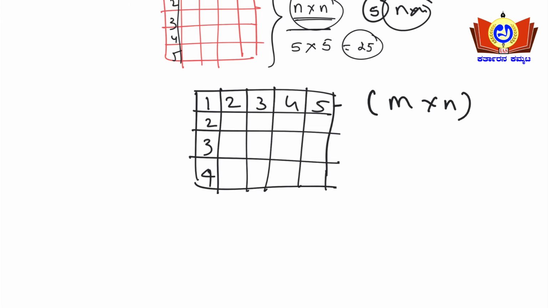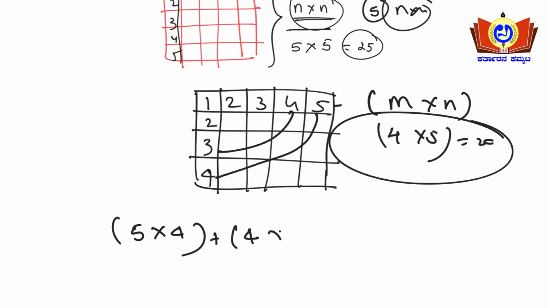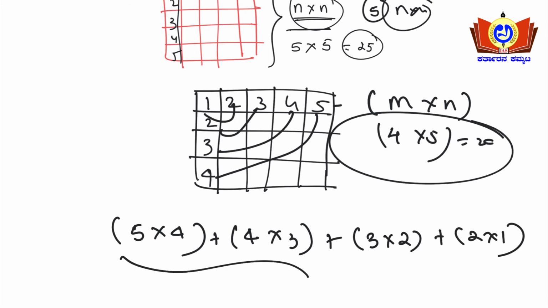If you multiply 4 into 5, that will be 20, and your answer will be wrong, my dear friends. So what you need to do is multiply 5 into 4 here, plus 4 into 3, plus 3 into 2, and 2 into 1, plus 2 into 1 here. When you solve this equation, my dear friends, you will get how many squares are there in this figure. In the square concept only these two concepts are there.